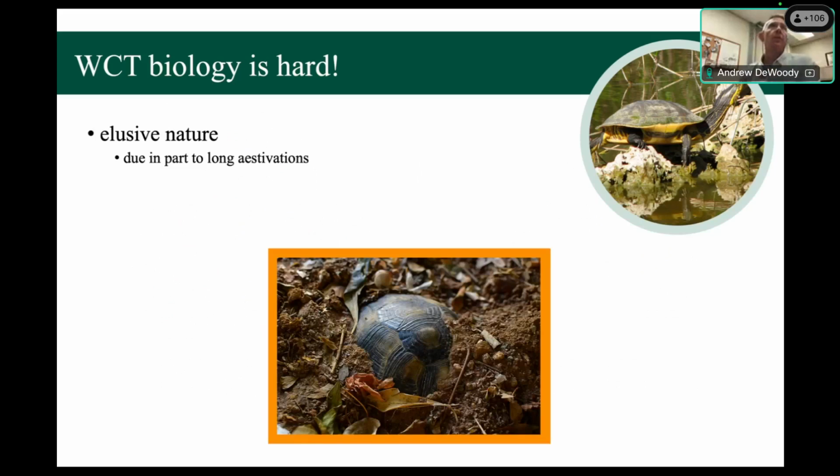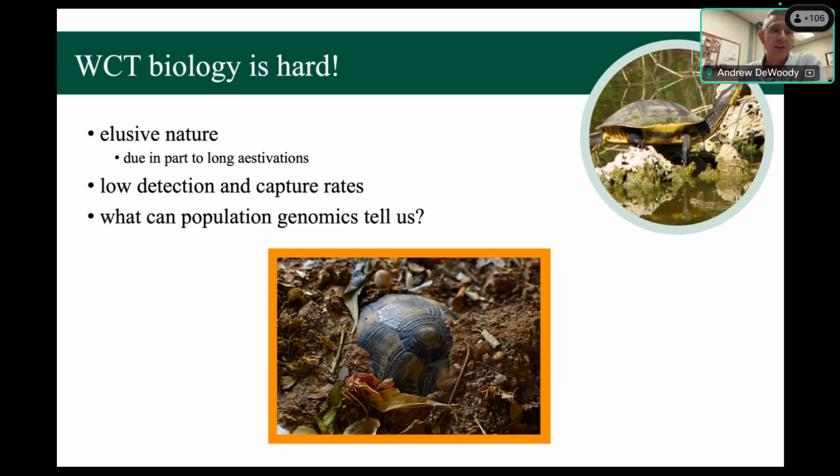And I think one of the things I always like to point out about genomic data is that it really provides powerful tools to study species that can be hard to follow around and track. Things like western chicken turtles, which are tough, right? Due in part to these long estivations where they burrow underground, as you can see in the bottom photo here. This leads to low detection rates. So if you have chicken turtles, it can be hard to detect them, and low capture rates. You can go out and put out a lot of traps, spend a lot of person hours in the field, and get little return on that investment.